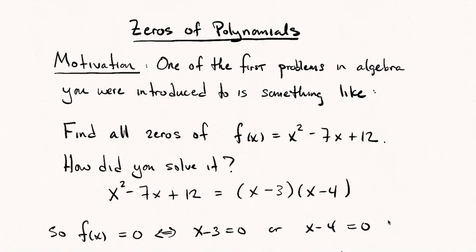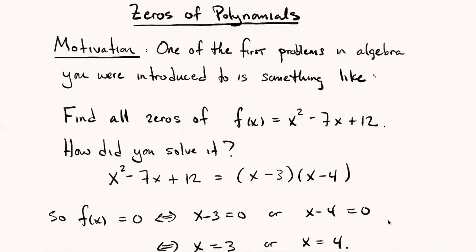Probably not in your first algebra class, because there things tended to be done linearly. You were getting used to just manipulating things in equations. But maybe in your Algebra 2 class in high school, one of the very first problems that you were introduced to in algebra was something like the following. Somebody hands you some polynomial. Here I've got a quadratic polynomial, x squared minus 7x plus 12, and you were asked to find all the zeros for it. What does that mean? You were asked to solve the equation f of x equals 0.